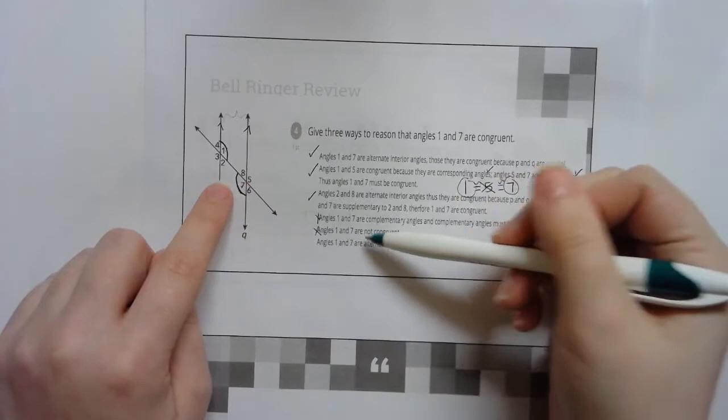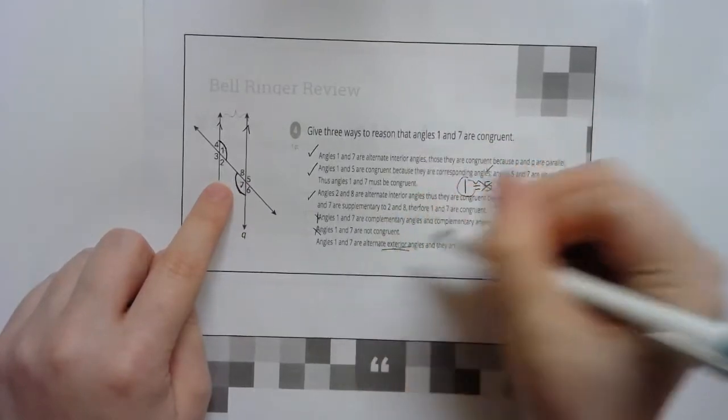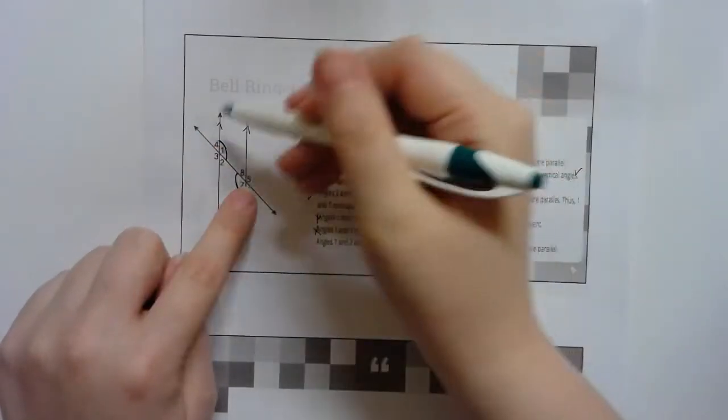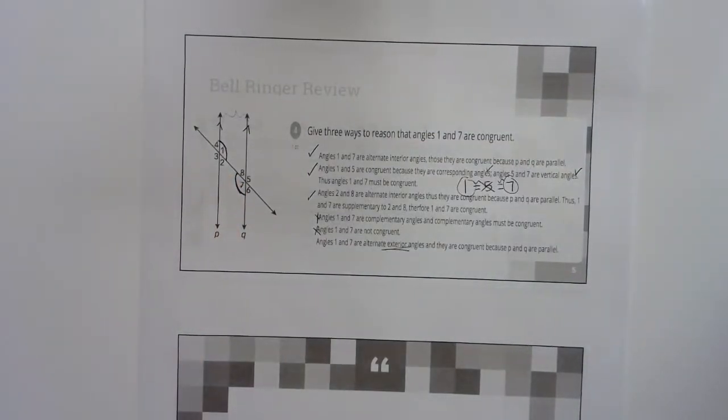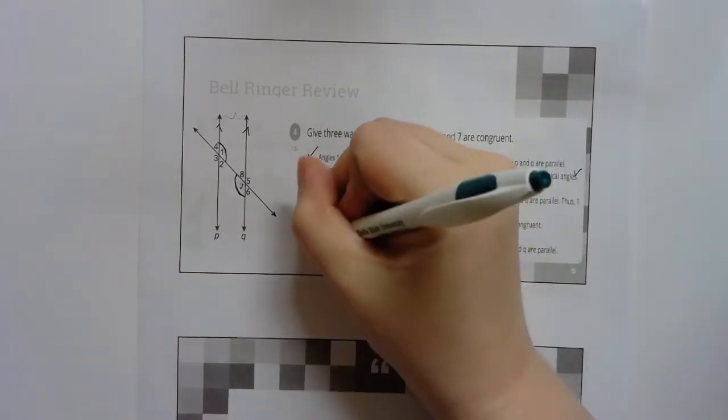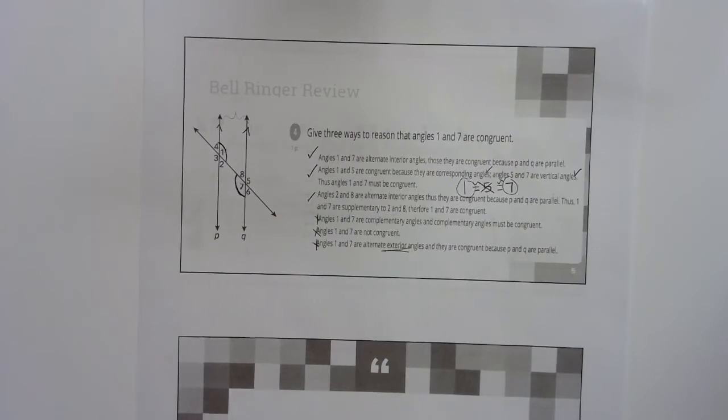Angles 1 and 7 are alternate exterior angles. That's not true because they're between the parallel lines. They're inside. And they're congruent because P and Q are parallel. P and Q are parallel, but they are not alternate exterior angles. So that is not a true statement either.